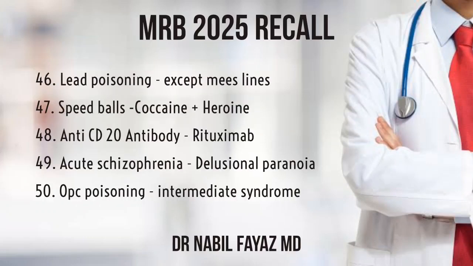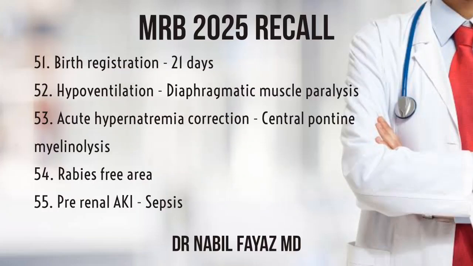And there is a question on lead poisoning, all except: measles is seen in arsenic poisoning. Speedball is a combination of cocaine plus heroin. Anti-CD20 antibody: rituximab. Acute schizophrenia: the answer is delusional paranoia. Rest of the answers are for depression. OPC poisoning scenario: after 3 days the patient presents with proximal muscle weakness and respiratory failure. This is intermediate syndrome. In India, the birth registration should be done within 21 days.